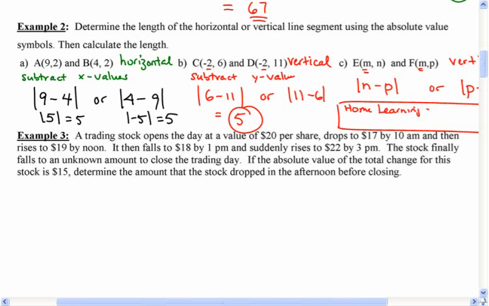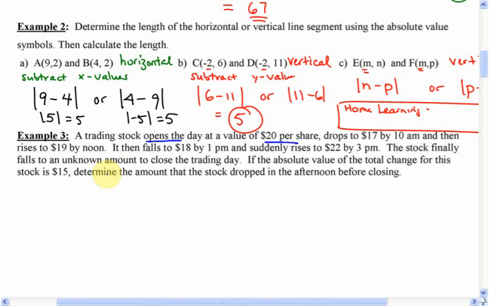So, for example, on this certain day, the stock opens at a value of $20 per share. So that's the price of this stock. A stock is like something you buy that represents a part of the company. So it starts at $20. If you want to buy a part of this company, pay 20 bucks. But then throughout the day, it drops. So by 10 a.m., it dropped to $17. So the company wasn't worth as much. But then by 12 noon, it went back up to $19. It was worth more again. Then it fell to $18 at 1 p.m. and then suddenly it rises to $22 by 3 p.m.